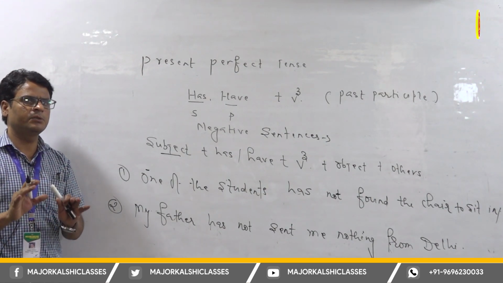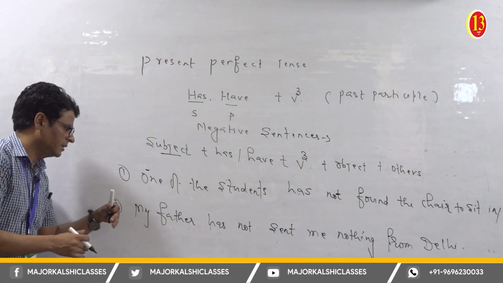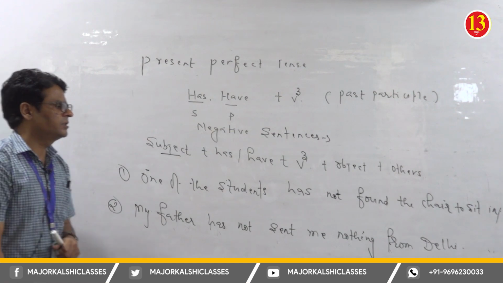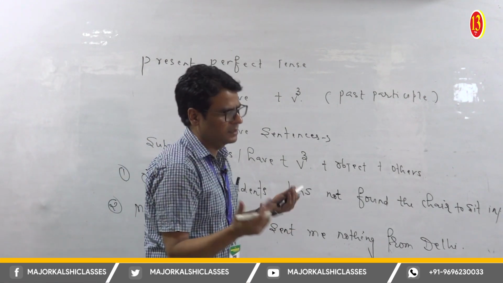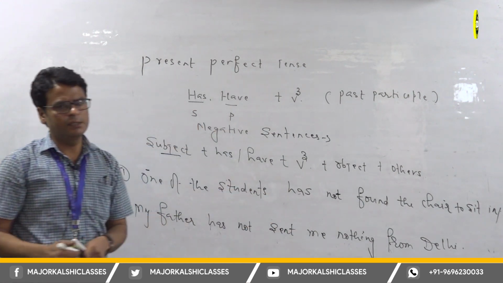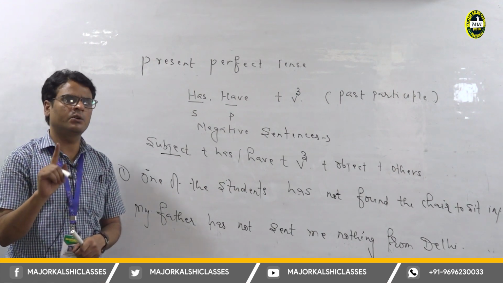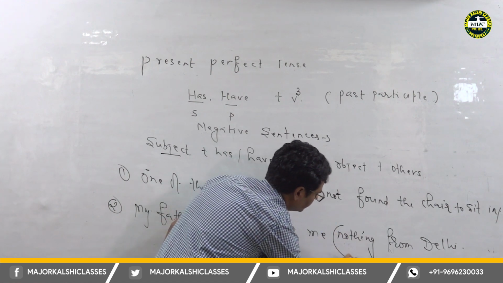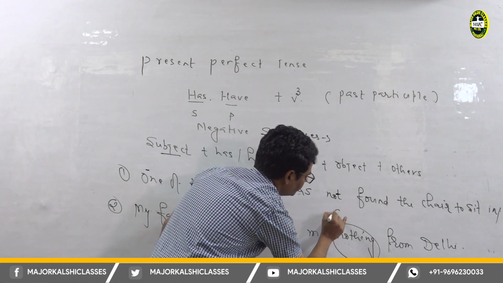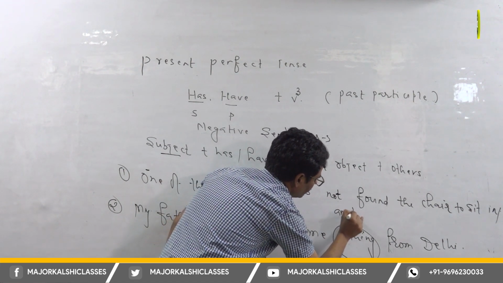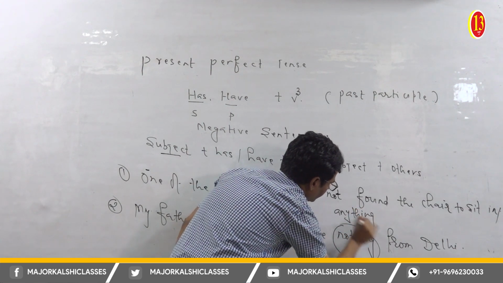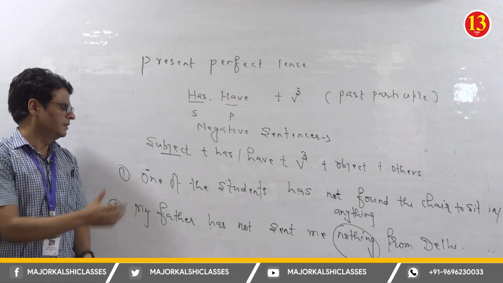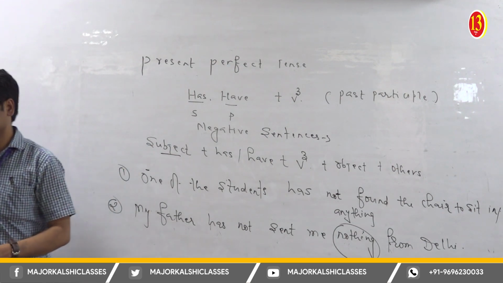In any sentence you cannot use double negative. Here I used double negatives: my father has not sent me nothing. Nothing is wrong, because in a negative sentence you have to use only one negative, not more than one. So the correct expression will be: nothing will be changed into anything. With a positive sentence you have to use some, and with negative you have to use any. These are your negative sentences.